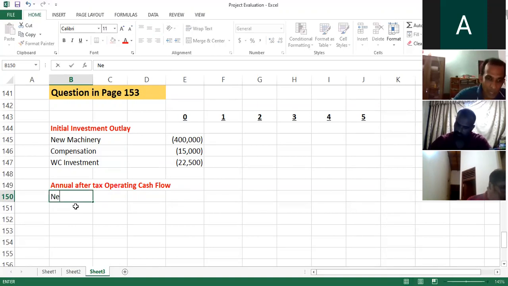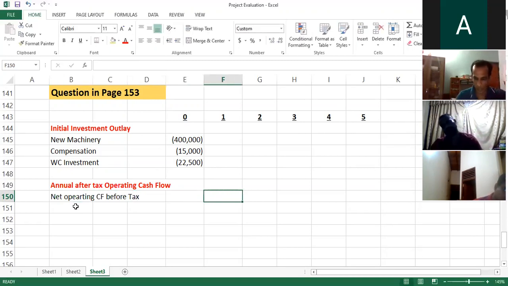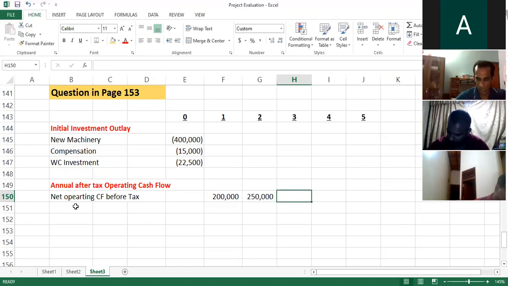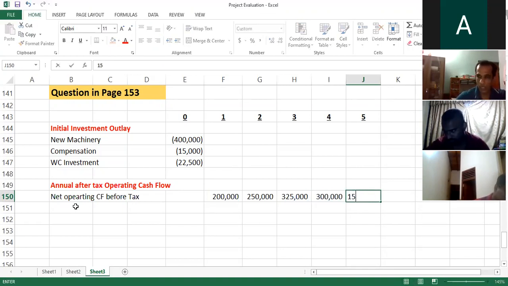So, net operating cash flow before tax given. The values are given, so you can put them under the relevant years. First year 200,000, second year 250,000, third year 325,000, fourth year 300,000, and fifth year 150,000. Okay, net operating cash flow before tax given.